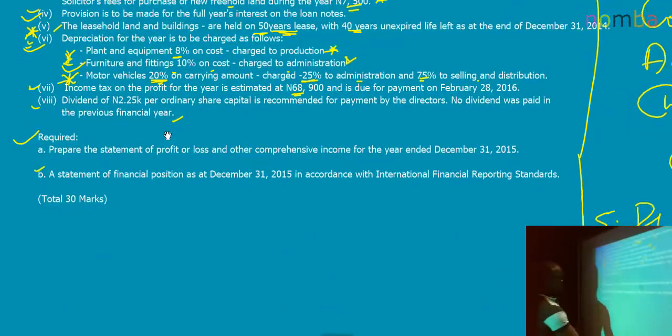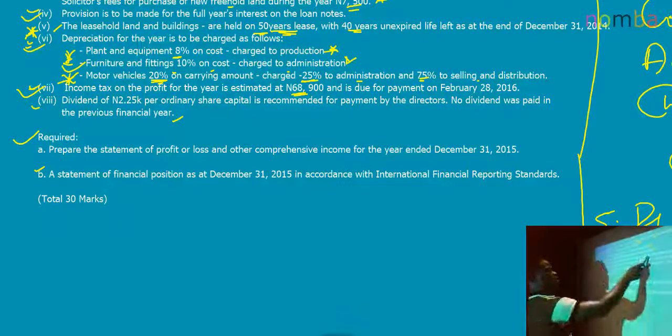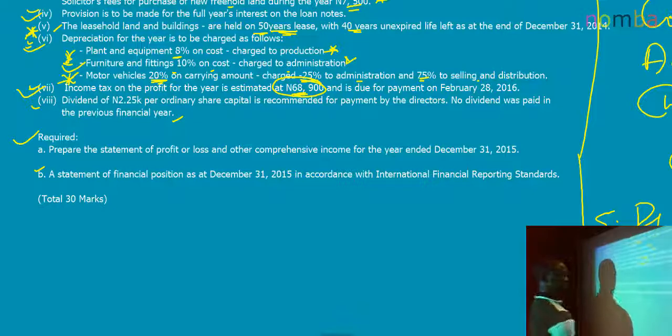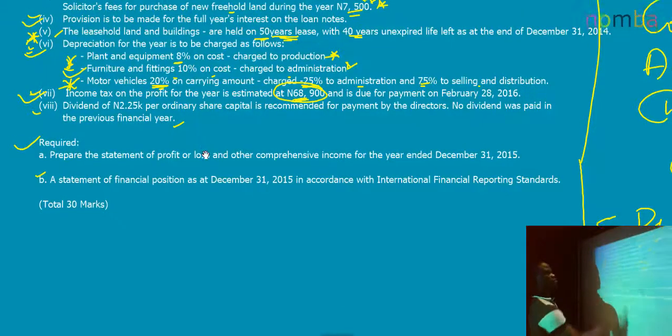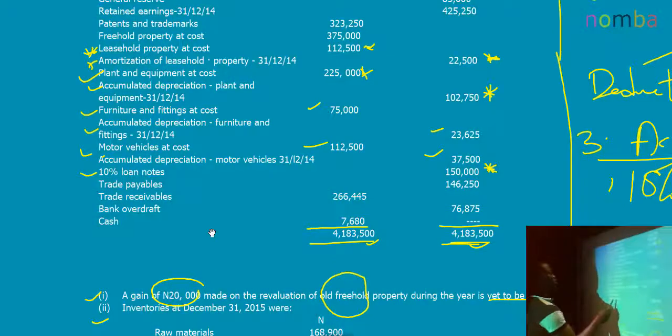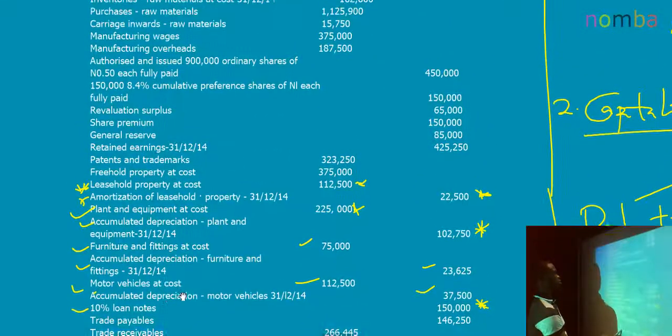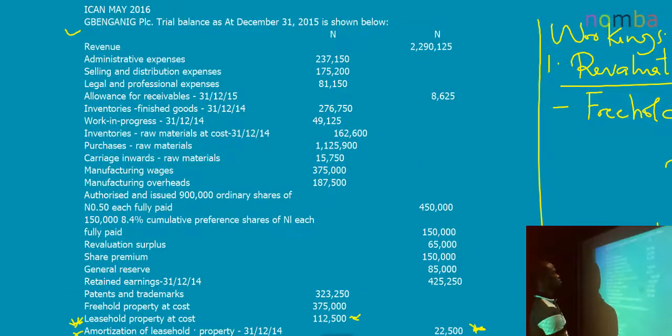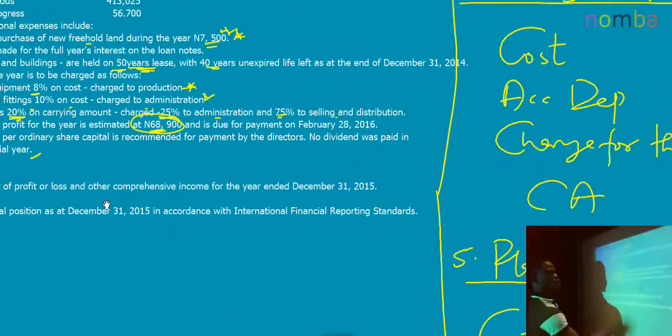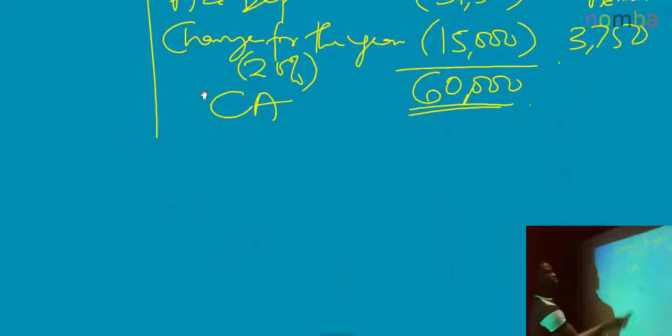So the next note is note 7, which talks about income tax on the profit for the year that is estimated at 68,900 and is due for payment next year, which is February 28, 2016. That's next year. But the estimate for tax is 68,900. Let's see if they give us any tax in the trial balance. And any tax given in the trial balance would represent either an over provision or under provision for tax. Okay, let's see if we have any tax in the trial balance. Okay. Why? We don't have any. So let's go and work with this 68,900. And that will be my workings aids.